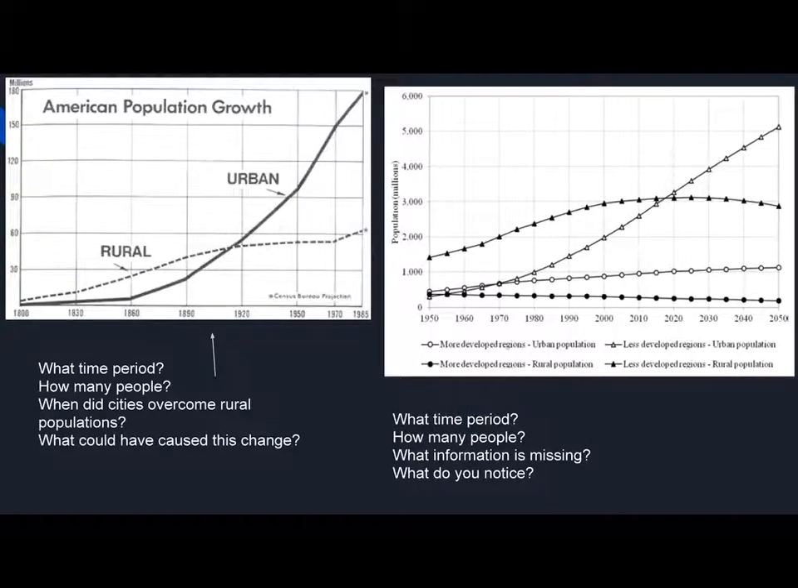On the right, I put in another graph, and you can take a moment to look at what the time period is, how many people we're talking about, what information is missing, and just what you notice. To be honest, this is more typical of the type of graph you'll see on the test, where there is information missing. Even the population in millions is odd, because then they write it as 1,000, 2,000. So it is a little bit more confusing, and then they have all these different lines with different symbols on it. So go ahead and pause the video here and take a minute to really try to figure out what's happening and just what you notice. Take down some notes about what you notice about this graph.